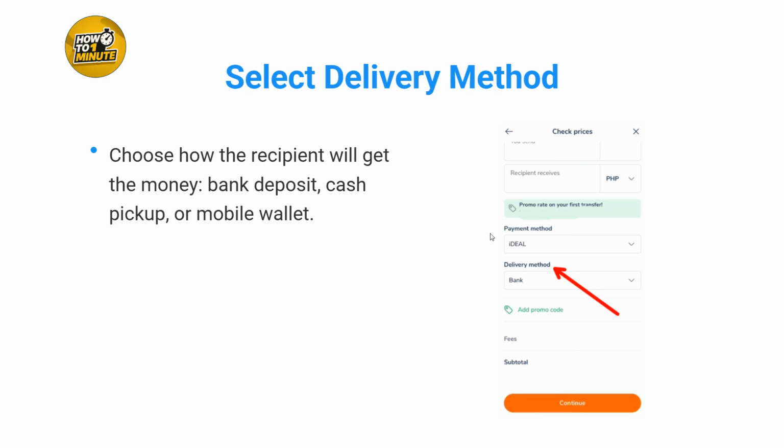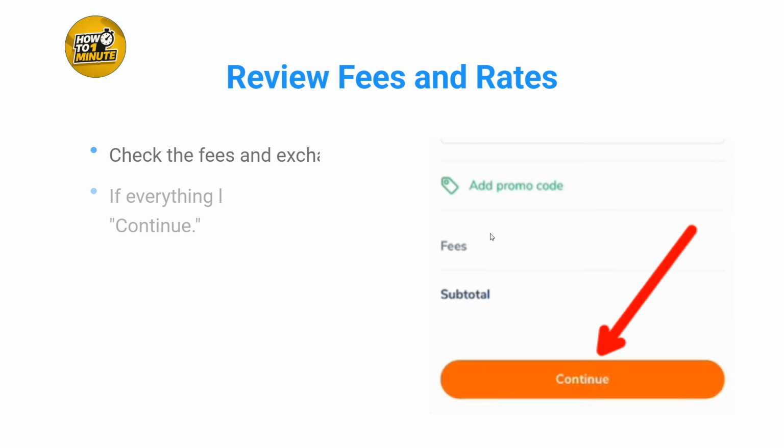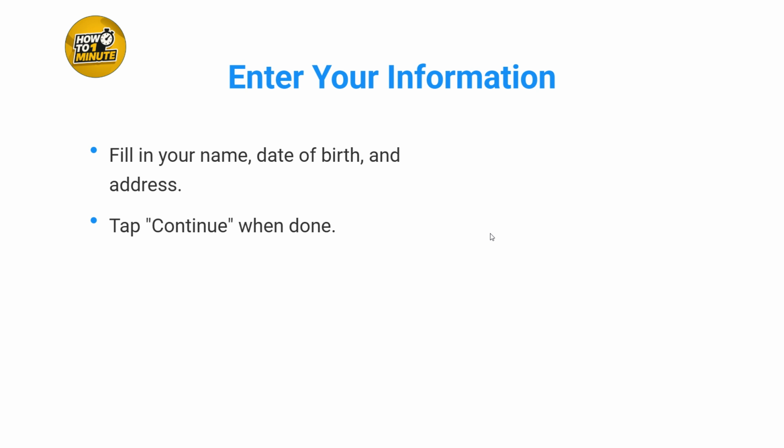After that, select how the money should be received. Options might include bank deposit, cash pickup, or mobile wallet. Let's say we choose mobile wallet. Now you'll see the fees and exchange rate. If everything looks good, tap Continue. The app will ask for some information about you, like your name, date of birth, and address. Fill that in and tap Continue.